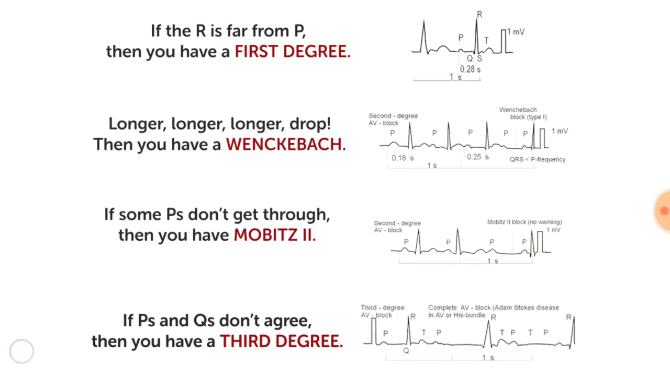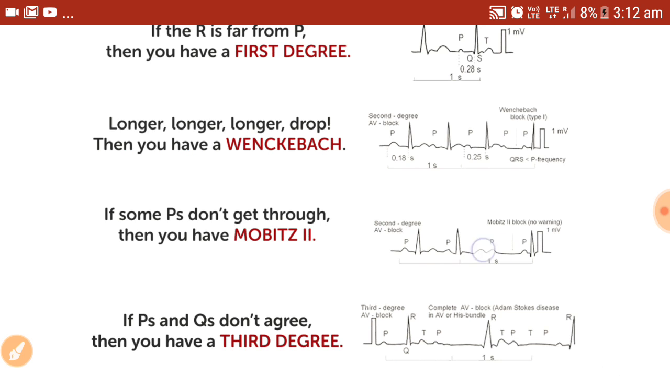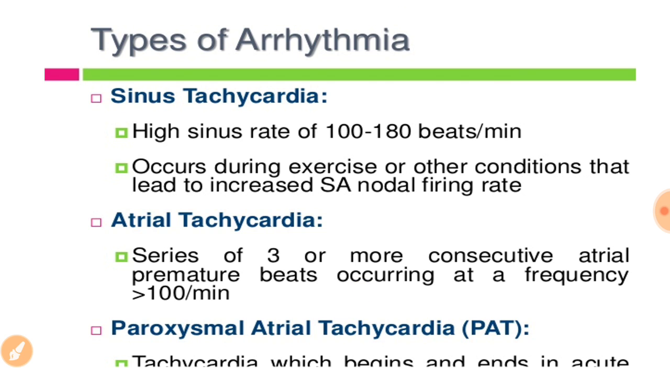If the R is far from P, then you have first degree: longer, longer, longer, and drop is Wenckebach. If some P don't get through, then you have Mobitz 2. If P and Q don't agree, meaning break up, then you have third degree. Okay, so this was all about heart block.